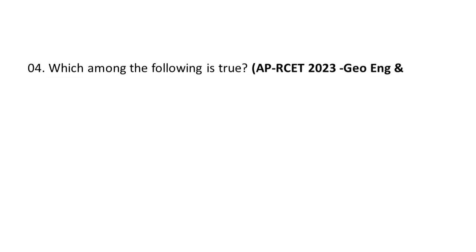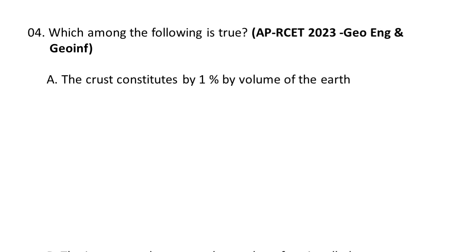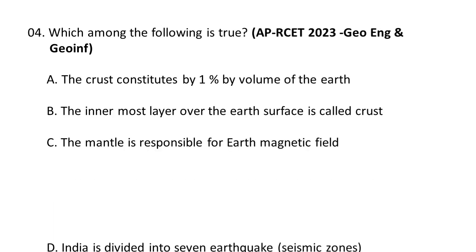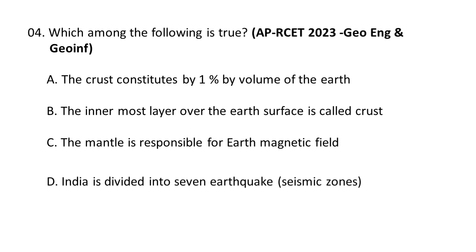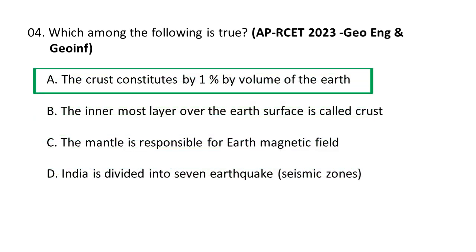Which among the following is true? A. The crust constitutes 1% by volume of the earth, and B. The innermost layer of the earth's surface is called crust, and C. The mantle is responsible for earth's magnetic field, and D. India is divided into 7 earthquake zones or seismic zones. So from this the correct option is the crust constitutes 1% by volume of the earth. So the earth's crust makes about 1% of the earth's volume and mass. So that's why A is the correct answer.